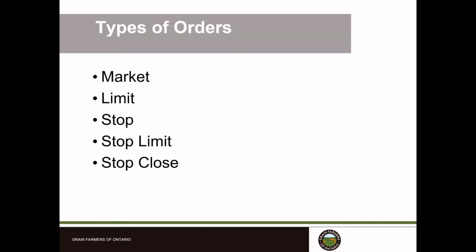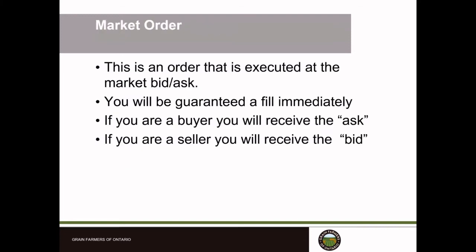No? Okay, good. So, different kinds of orders we put in. There's about 20 different kinds of orders, but we're not going to go through them. There's a market order, a limit order, a stop order, a stop limit order, which we won't even cover today, and a stop close. Let's look at what they are.